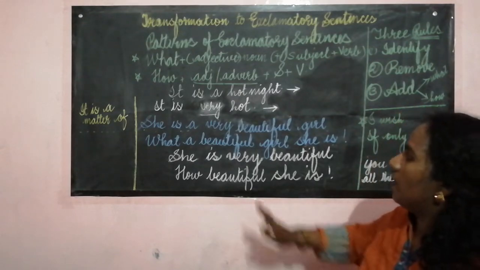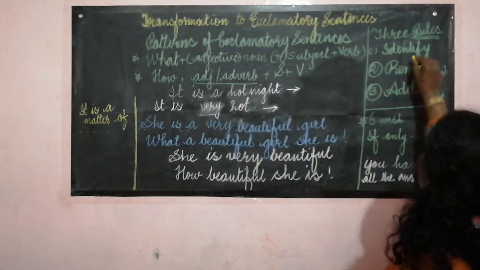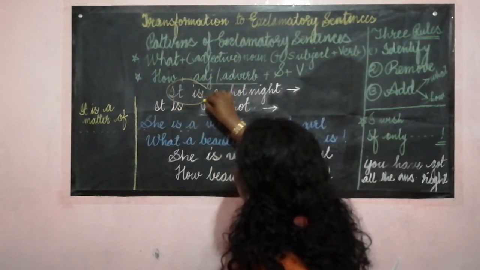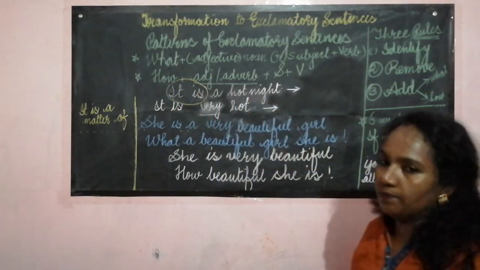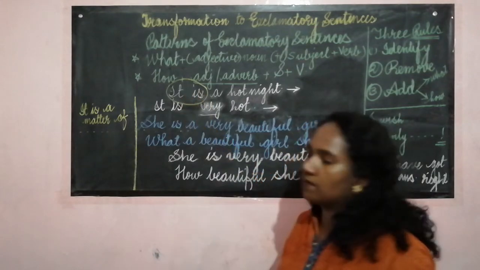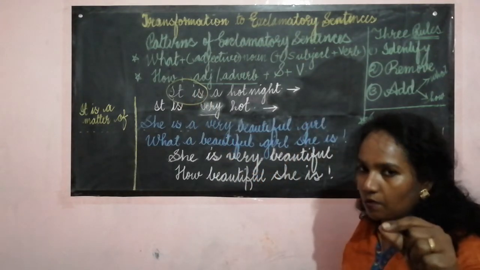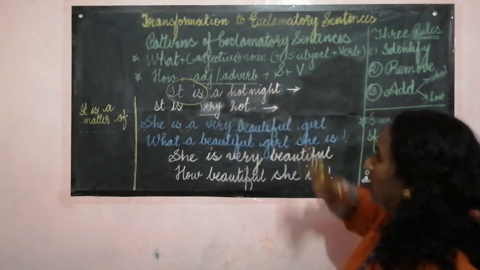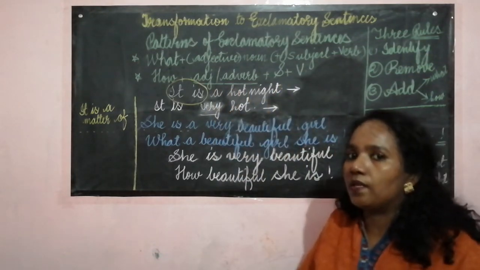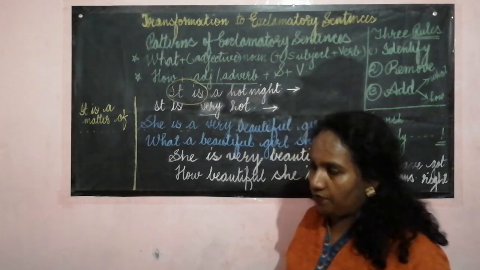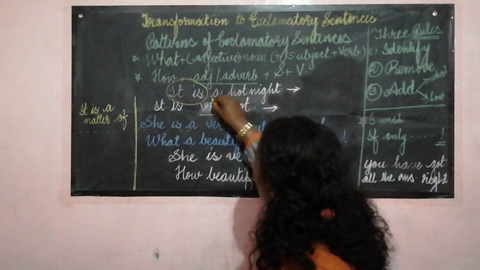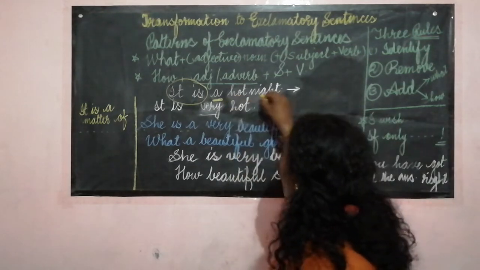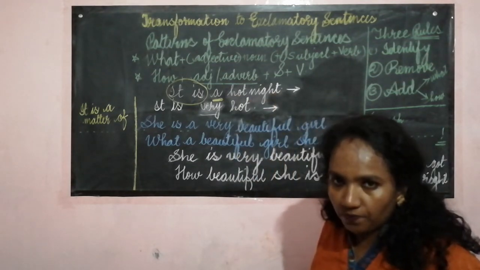Now let us look into the example. According to the first rule, identify the subject and the verb. In the first example, it is a hot night. We have taken out it is. It is the subject, and is the verb. And we are left with a hot night. Now we must know whether it is a noun or an adjective. Now listen. See, a and an are used before nouns. Therefore, a hot night tells us that it is a noun.